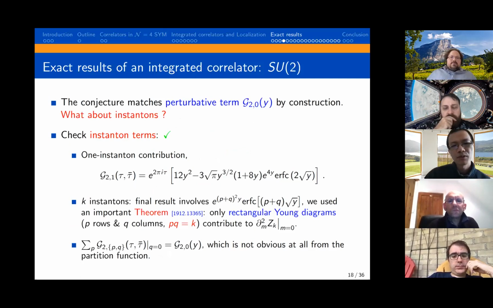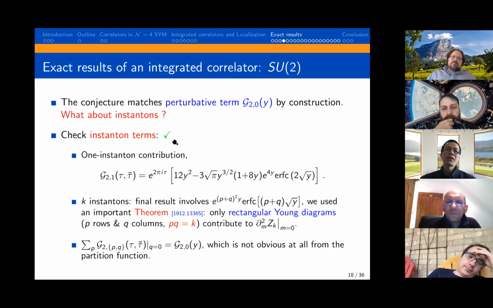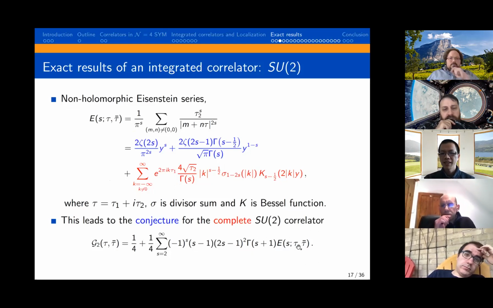Let me not go into detail. The check works out. In particular, for 1 instanton, the computation is really not difficult. You can get the exact formula. It looks like this. If you trust me, this object precisely agrees with this one if you pick out the 1-instanton part.